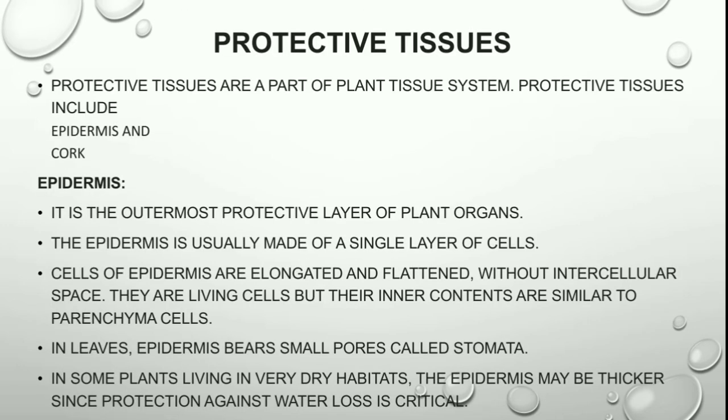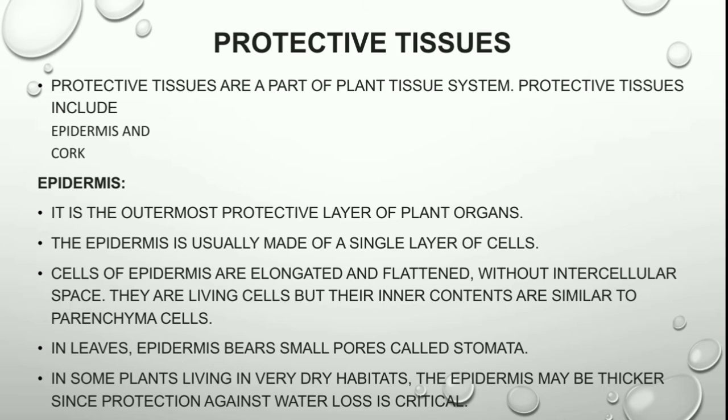Next is protective tissue. Protective tissues are a part of the plant tissue system. Protective tissue includes epidermis and cork. The outermost layer of cells is called epidermis. It is the outermost protective layer of plant organs. The epidermis is usually made up of a single layer of cells. But in plants of dry habitats, the epidermis may be thicker for protection against water loss. That is to avoid loss of water due to heat. It is thick in the plants which are present in the dry habitat.